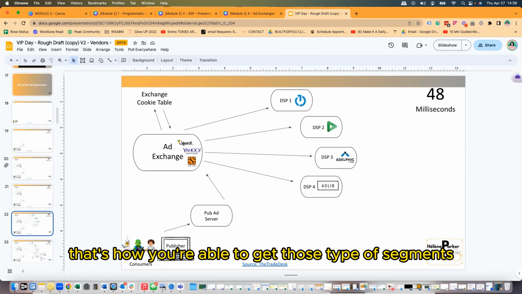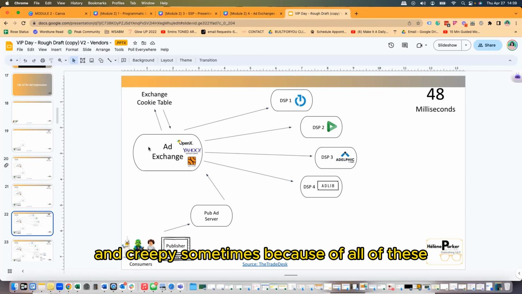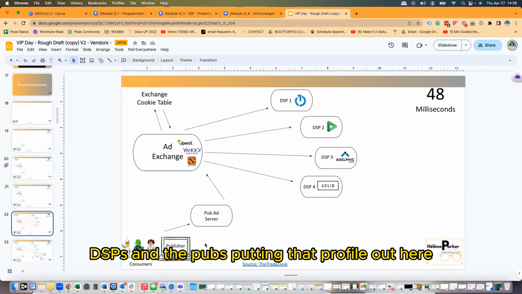That's how you're able to get those types of segments that are kind of specific and creepy sometimes, because of all of these exchanges, the DSPs and the pubs putting that profile out here.